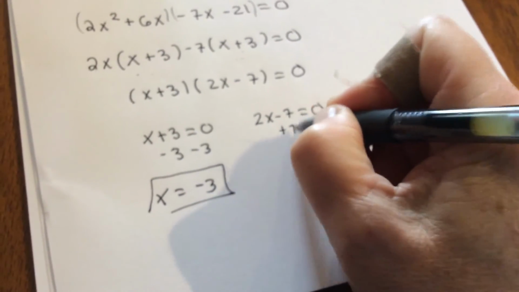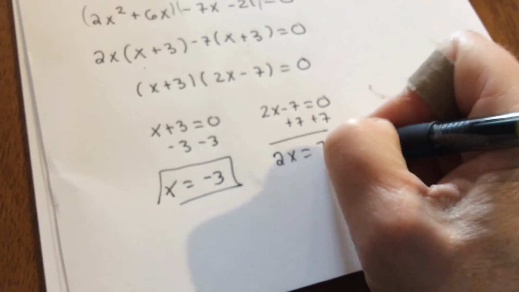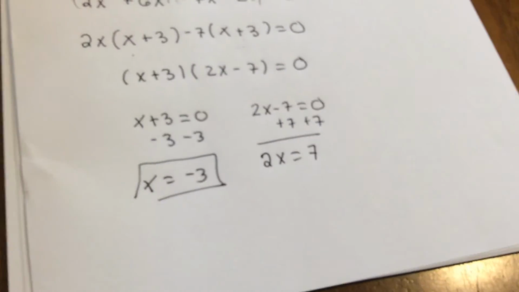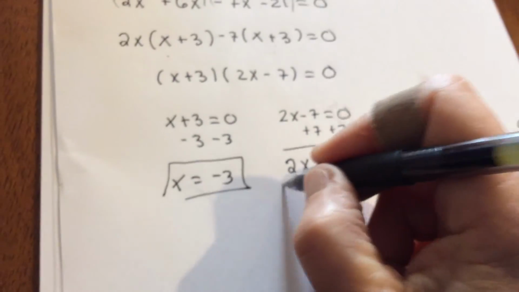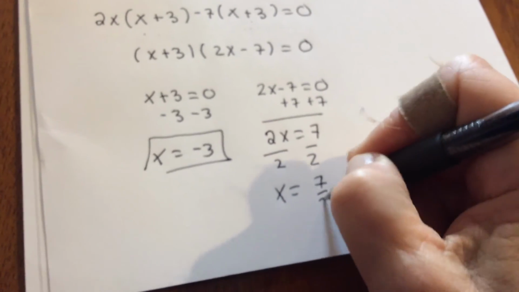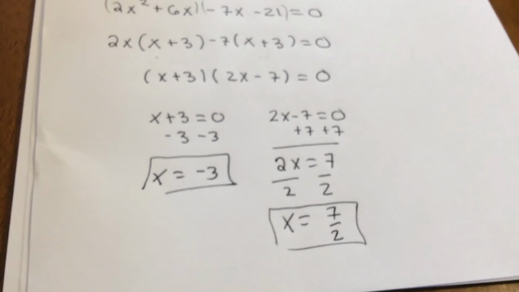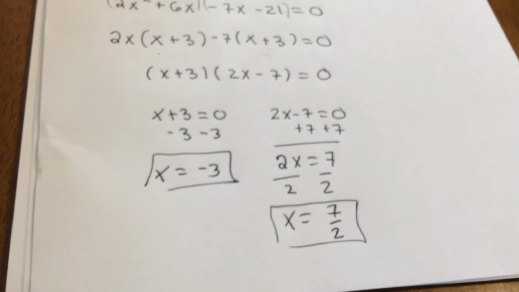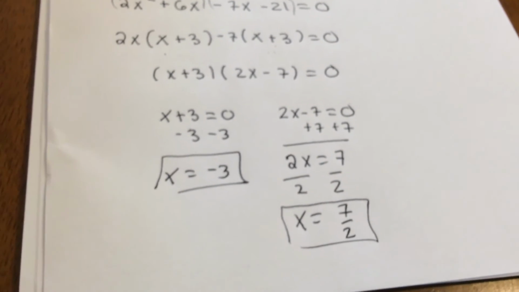And we're going to add 7 to each side. 2x is equal to 7. And again, I don't want 2x equals 7. I need to just have x. So I'm going to divide both sides by 2, and I get x equals 7 over 2, which is 3 and a half. So my solutions, the roots, the x-intercepts where this quadratic crosses the x-axis, can be found at x equals negative 3 and x equals 7/2.